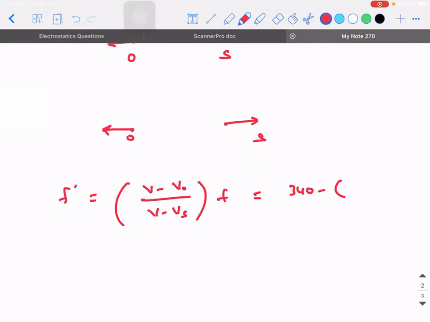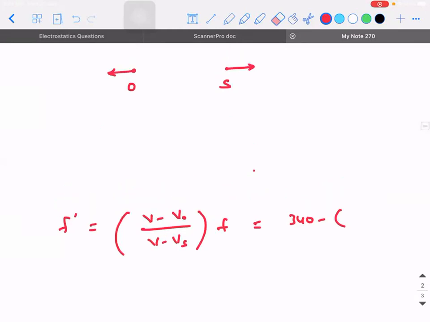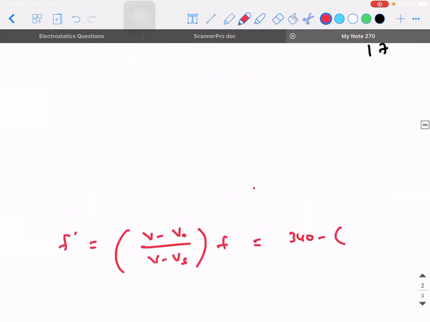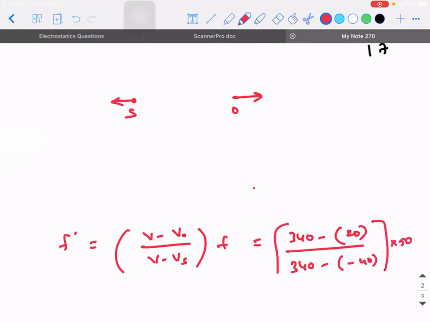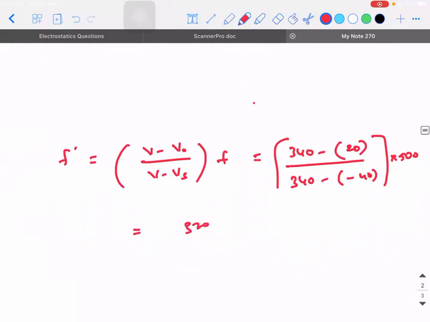Even then, let's do one thing. Let's stick to the same logic. Source is like this, observer is like this. This is the way they are moving away from each other. Now, the velocity of the observer will be positive. How much is the velocity of the observer? 20, divided by 340 minus, what will be the velocity of the source? It will be minus 40. Correct? Into 500. If there is any doubt, get it clarified. So 320 divided by 380, into 500.